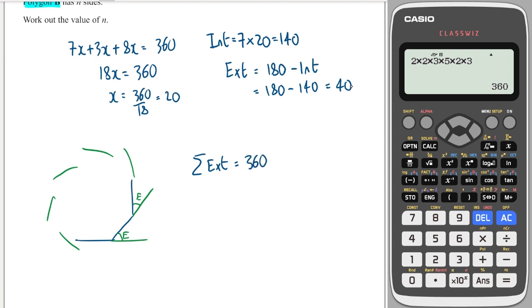So how many are there? Well, we know that each one is 40, so how many 40s can we fit into 360? Well, the answer to that is 360 divided by 40, and that gives us 9, which means there are 9 sides. Well, there are 9 angles, which means there must be 9 sides as well. So the answer to that question is 9.